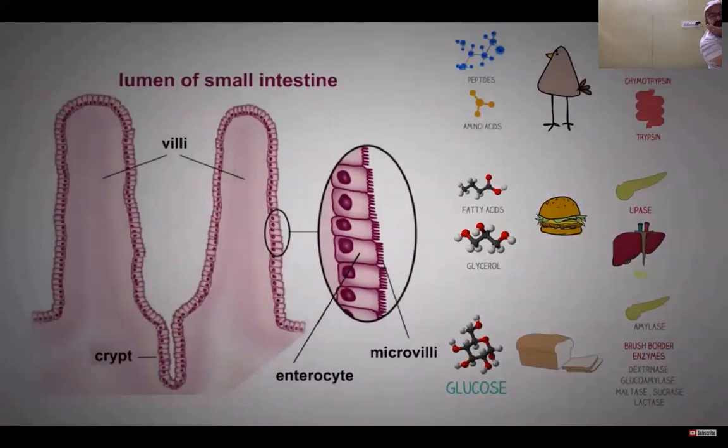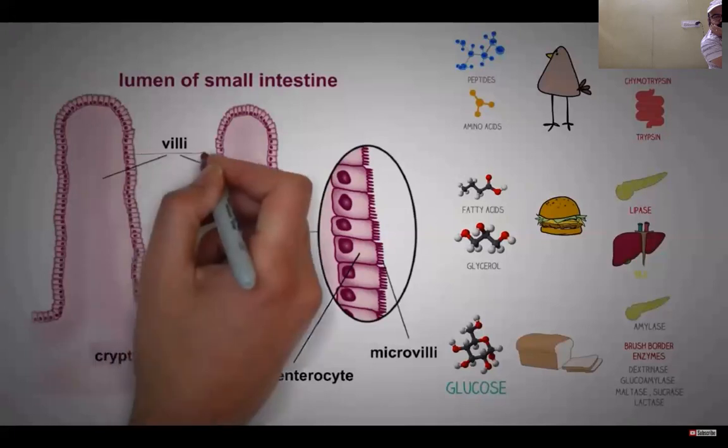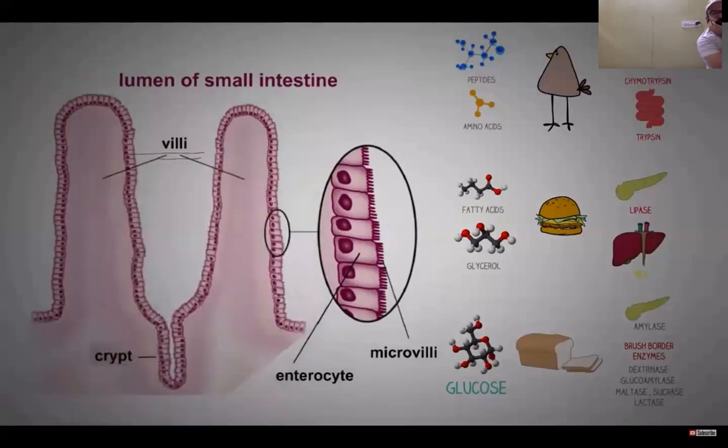Now, if you look at the microscopic structure of the wall of small intestine, you can see that it consists of small projections on the surface which are known as villi. These villi in turn have more smaller projections on their surface which are known as microvilli.